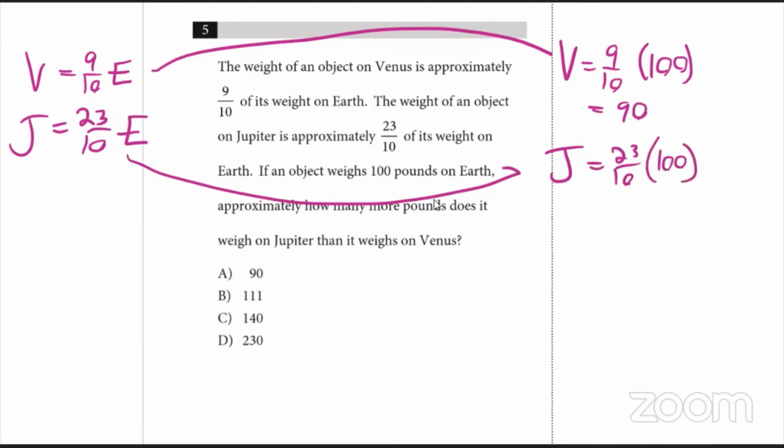Now when we multiply this out, by the way, no need for a calculator. 10 and 100 cancel, leaving you with 10 right here. If you divide 100 and 10 both by 10, the 10 turns into a 1, the 100 turns into a 10, and 23 times 10 is 230. So the two weights on Venus and Jupiter are 90 and 230, and the difference between them would be 140.